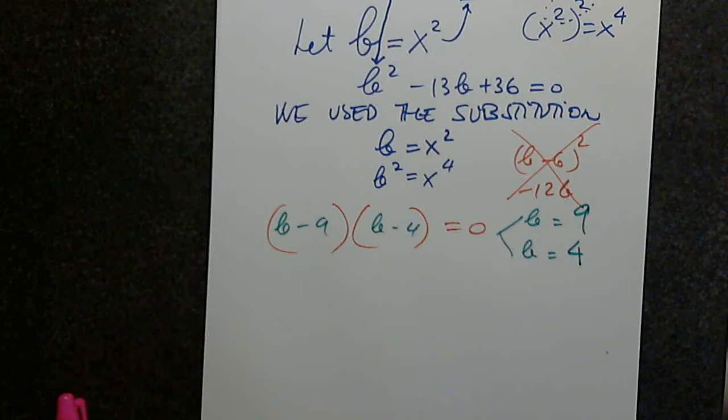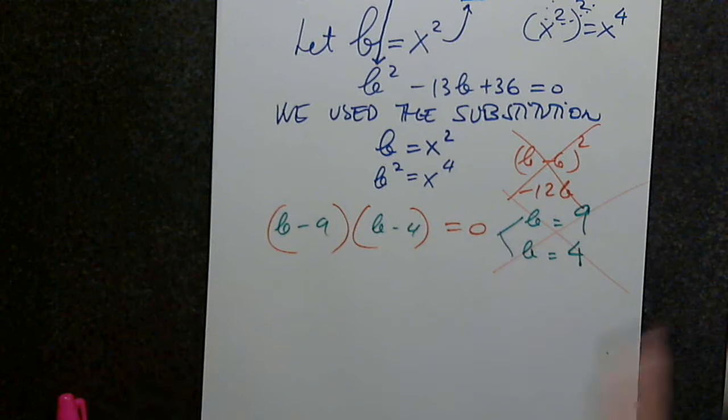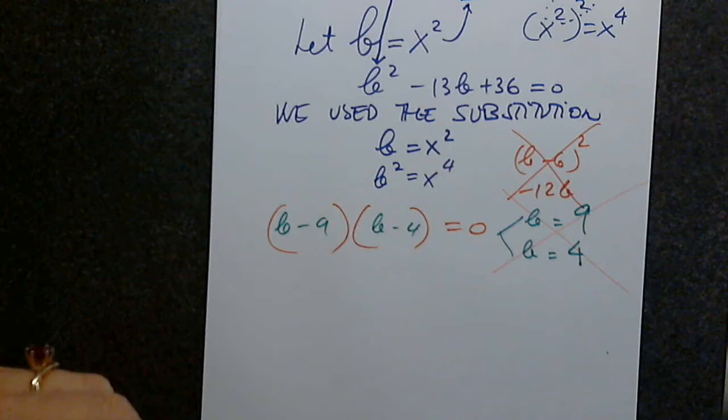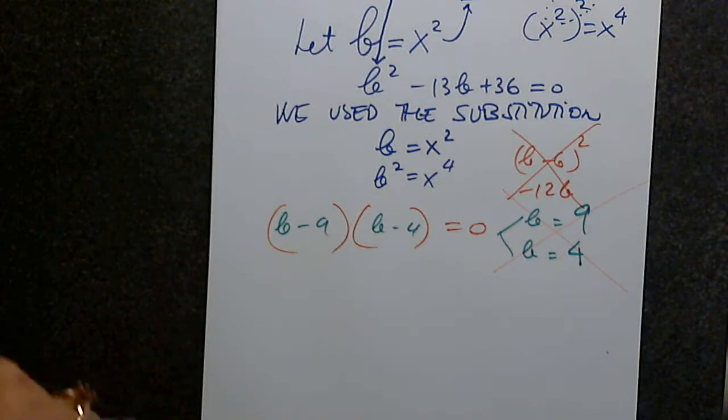So b minus 9 equals 0 means b equals 9. And b minus 4 equals 0 means b equals 4. Everyone with me? Okay. However, don't cross it out like that. I'm just trying to make a point. This is not what I'm solving. I have to go back to my substitution. What was b denoted by? What did b represent? X squared. Exactly. It's x squared.